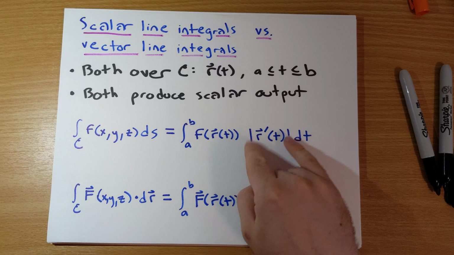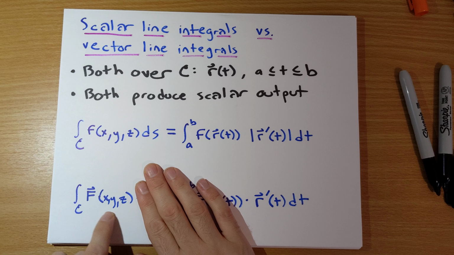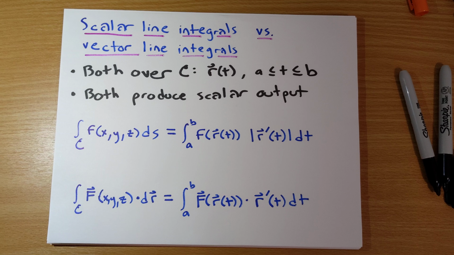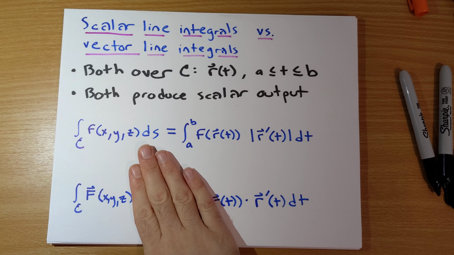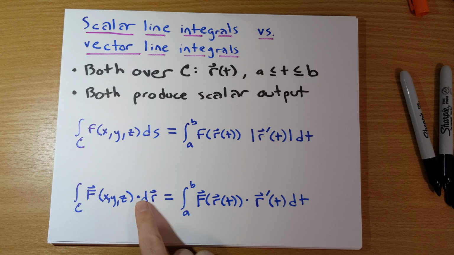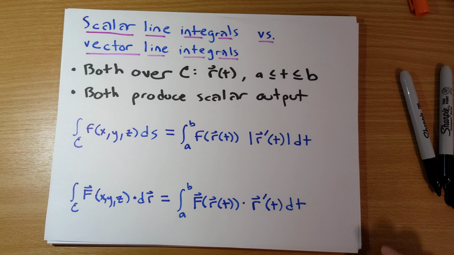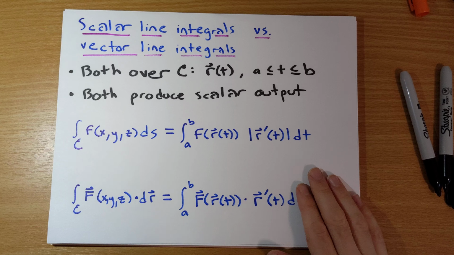But in the vector line integral, the function that we're integrating, this F of x, y, z, is a vector valued function. The term we introduce in this section is that this is a vector field. But even though the original thing that we're integrating is a vector, there's a dot product in the calculation. So take a look over here on the right side.